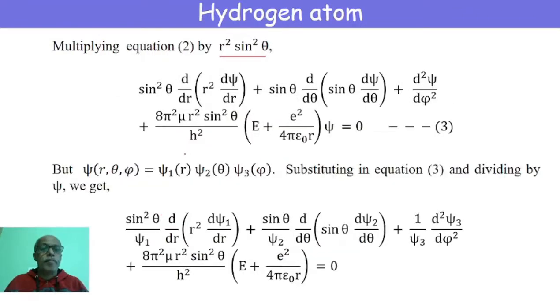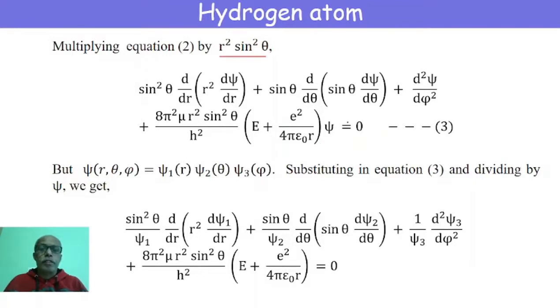Therefore it becomes sin square theta d by dr of r square d psi by dr plus sin theta d by d theta of sin theta d psi by d theta plus d square psi by d phi square plus 8 pi square mu r square sin square theta by h square of E plus e square by 4 pi epsilon naught r of psi equals 0.